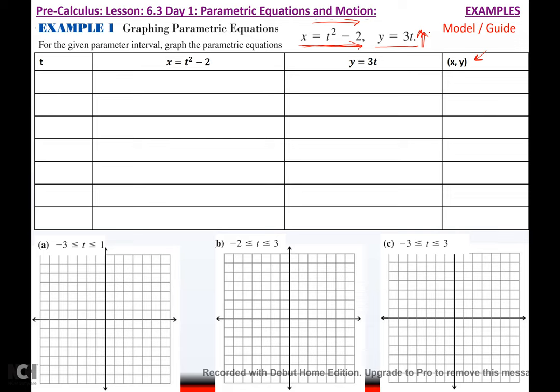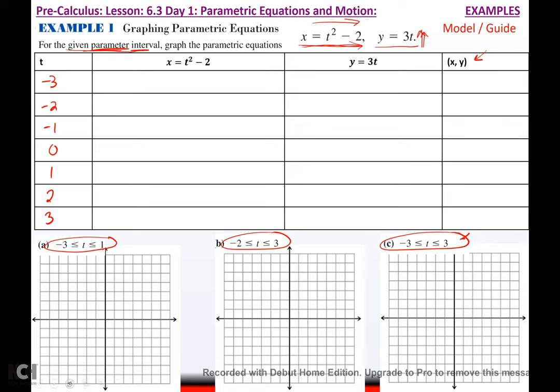So what you do is you pick some t's. For the given parameter interval, they want your t's between negative 3 and 1. Here they want your t's between negative 2 and 3. And here they want you to graph it for your t's between negative 3 and 3. So basically, there's my biggest range. So I'm going to have to find my time from negative 3 to 3. And those are t values.